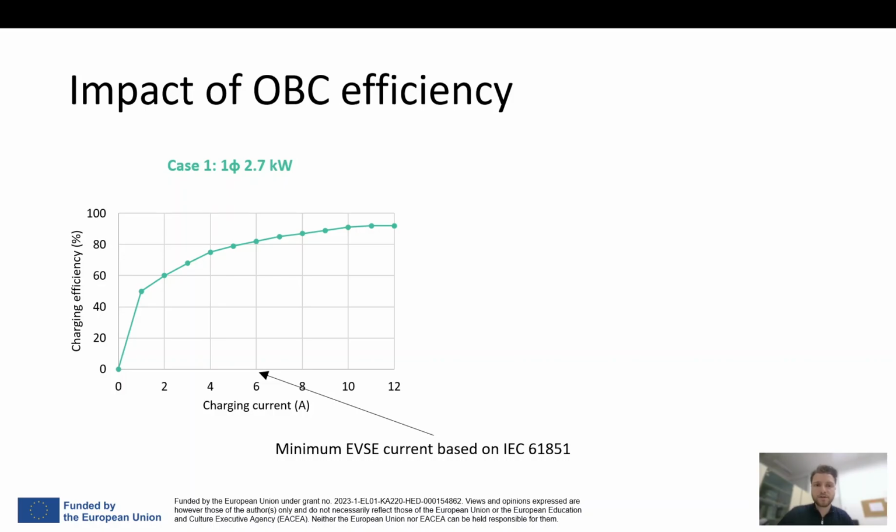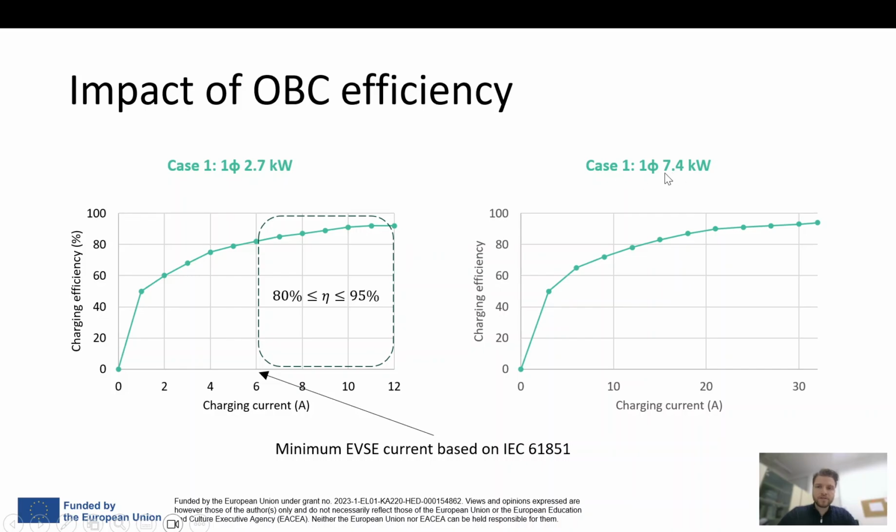But let's consider a case when we have a single phase 2.7 kilowatt charger. If we charge the electric vehicle with a current within this range from 6 to 12 amperes, we can see that the charging efficiency is going to range between 80 to, let's say, 95% or 99% if we have a very, very efficient power conversion device.